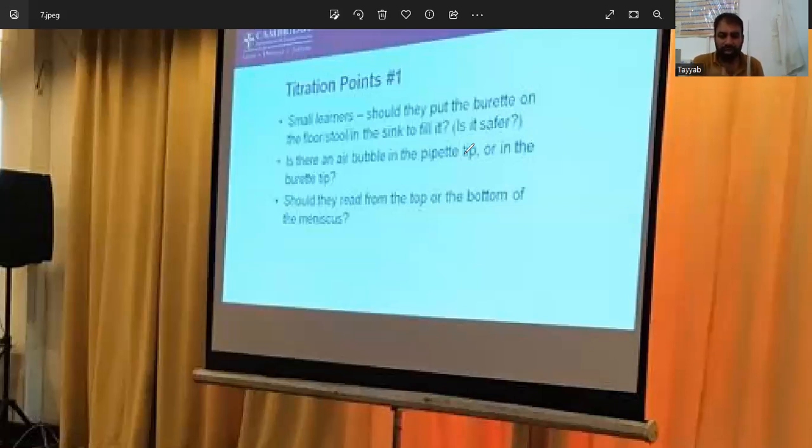A very common mistake is that students take the initial volume as 50 centimeter cube, which is totally wrong. Initial volume is the volume after using. Suppose this burette is filled and no volume is used, so the initial volume should be 0.00 centimeter cube. Hope this is clear to you.